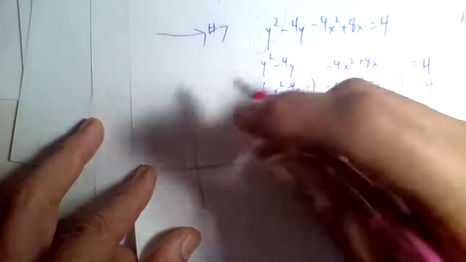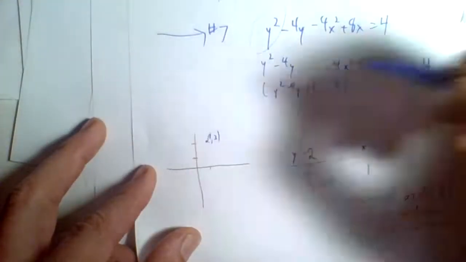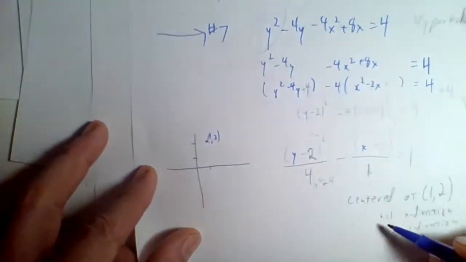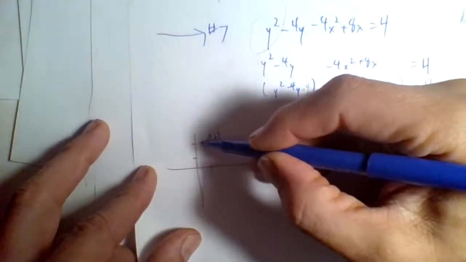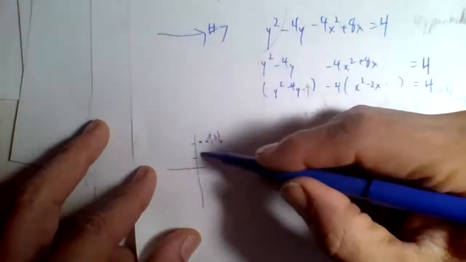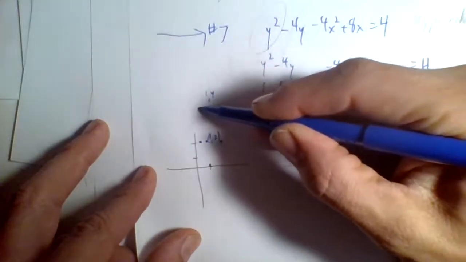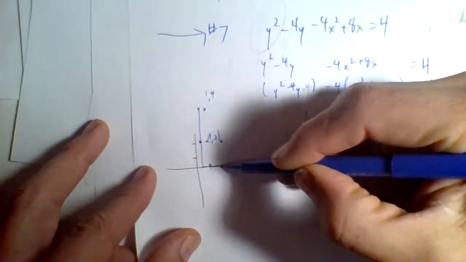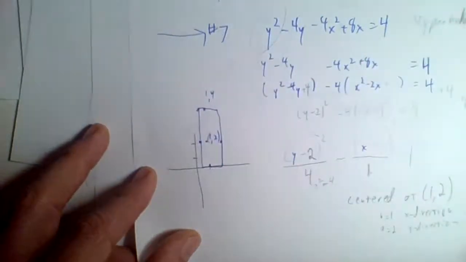1, 2. This is a pretty hefty problem. Center is at 1, 2. I got all this stuff going on. 1 unit in the x direction from there, and 2 units in the y direction from there. It's going to go up to like 1, 4. And it's a narrow little thing because it's only 1 this way, but it's 2 this way. That's the graph.